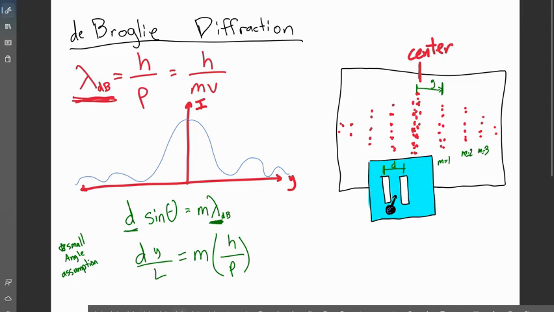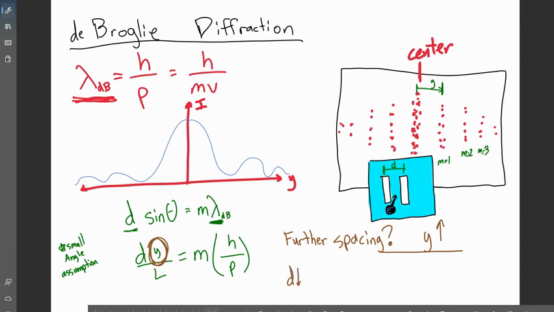So let's say I want further spacing. How do we get that? Well, spacing, we first have to identify what that is. We want y to increase. A couple of things we can do in this equation: for y to increase, we could take d and decrease it. So to increase the maxima spacing, we could decrease the slit spacing.